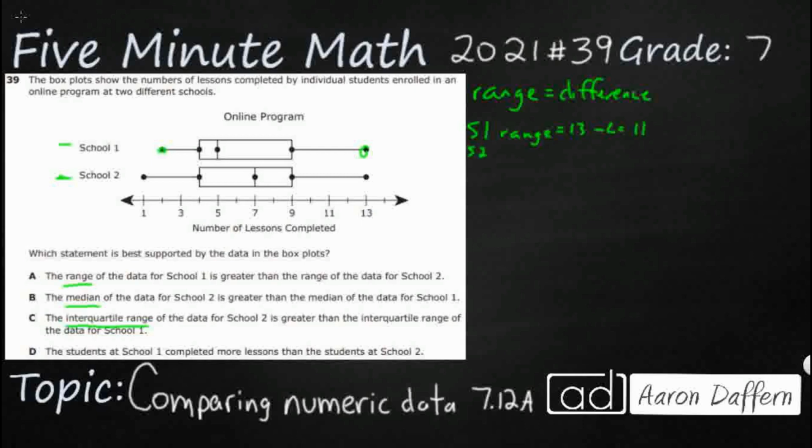And then school 2 range. That is going to be 13 again. But this one goes all the way down to 1. So that's got a range of 12. So if we take a look at their statement here, it says the range of the data for school 1, that's 11, is greater than the range of the data for school 2, 12. That is incorrect. We want less than. That would have worked. We're looking for the statement that is true, that is best supported. So A is not the answer.